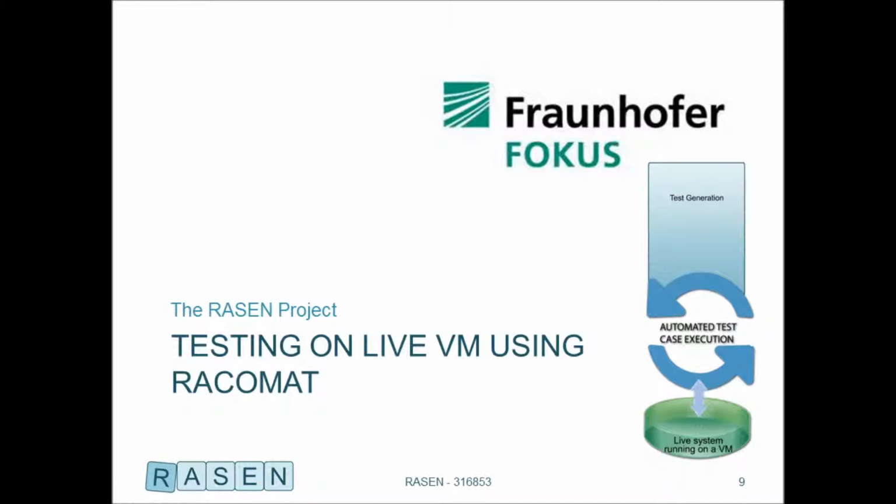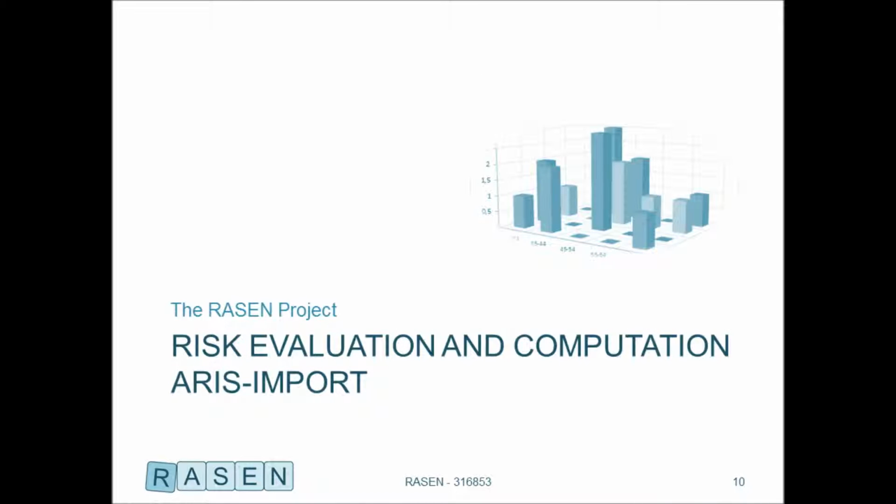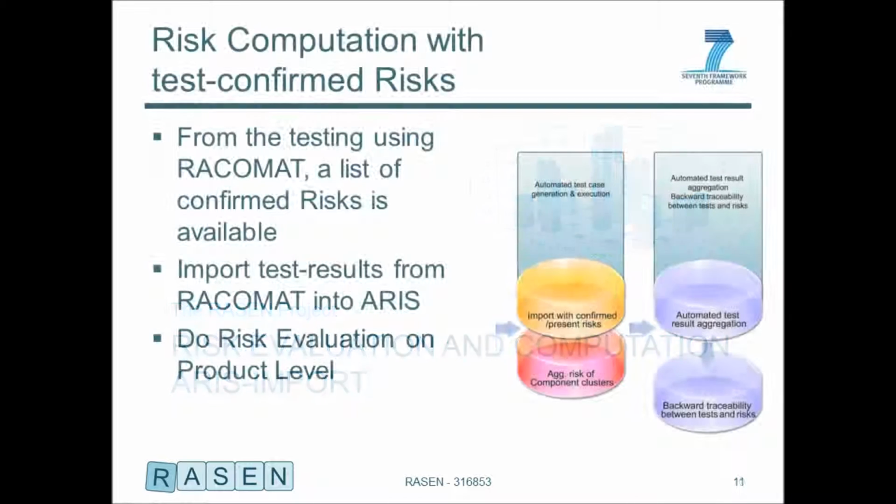Now the actual test is now executed on a tool implemented by Fraunhofer FOKUS, which is called RACOMAT. And this tool consumes the list of CWEs that you've seen before and produces a list of confirmed weaknesses present in the product. So what we obtain from RACOMAT is a list of confirmed risks, of confirmed weaknesses present on the product, which we import back to ARIS. And based on that, we can then do a risk evaluation on a product level in terms of a risk score.